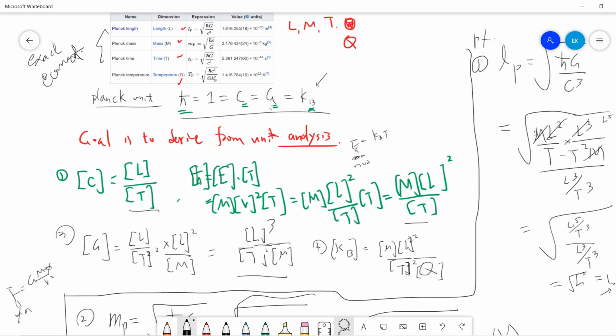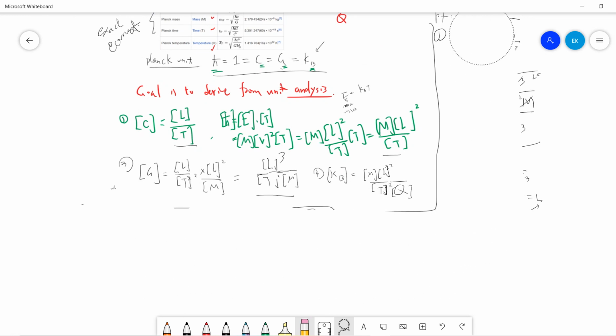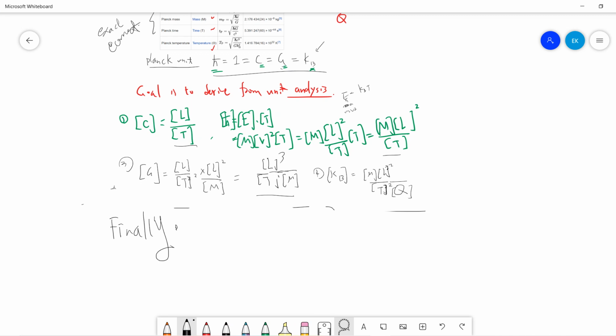Okay, and finally, I think I don't have the proof here, right? TP is basically the square root of h bar c to the 5 divided by G. Okay, so let's prove the final one. Maybe I can link some portion to prove. I think everybody knows what's going on, right? So final proof. So finally, is this the temperature TP, right? Defined to be h bar c to the 5 divided by G kB squared.